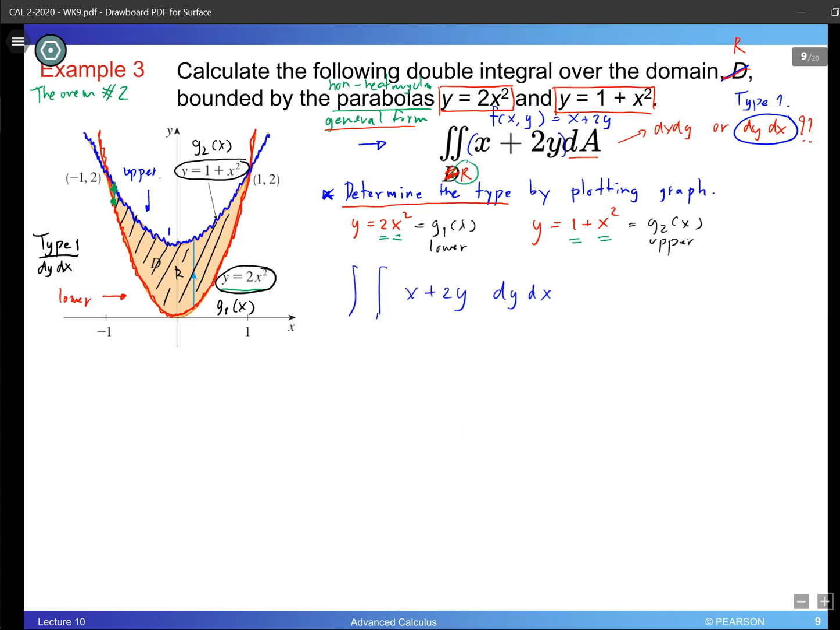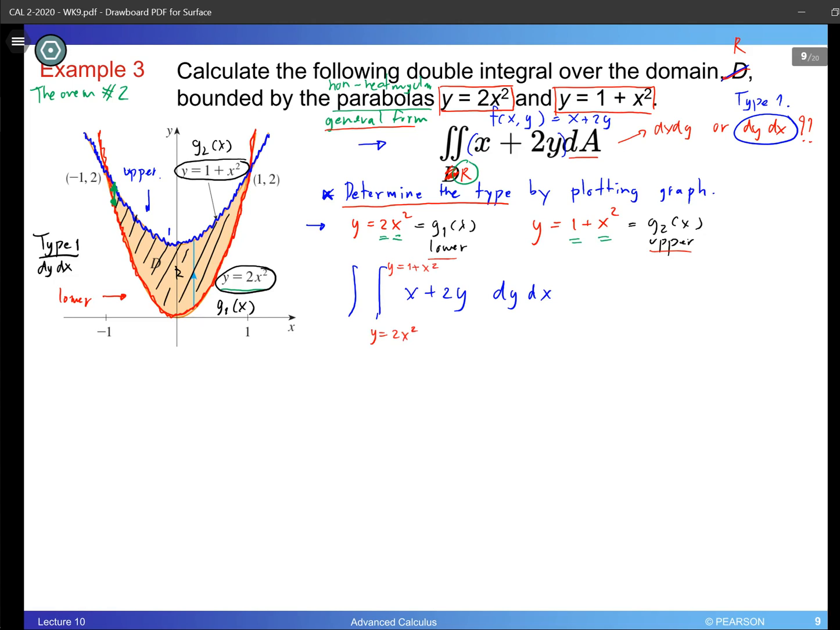So first of all, I need to integrate between two curves. First one is this. From the lower curve, it's going to be y equal to 2x squared, to the upper curve. We worked on the lower and then go to the upper. It's going to be y equal to 1 plus x squared. Alright, and that is the first integration.